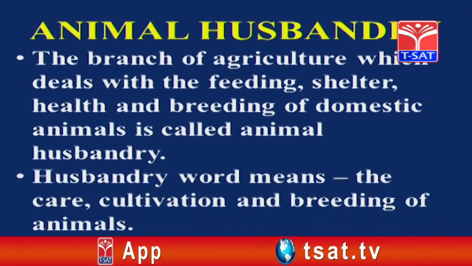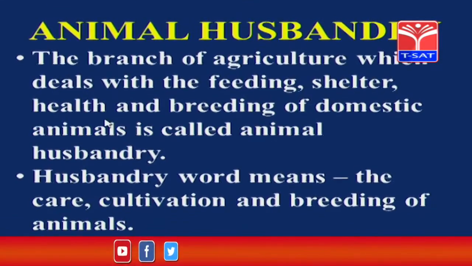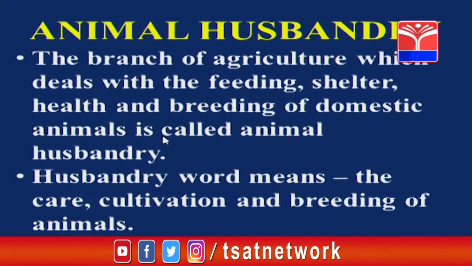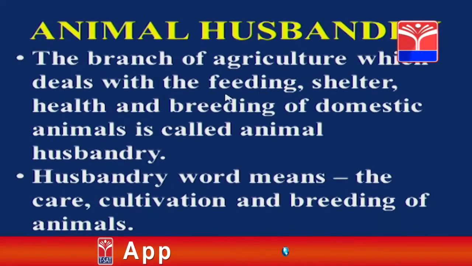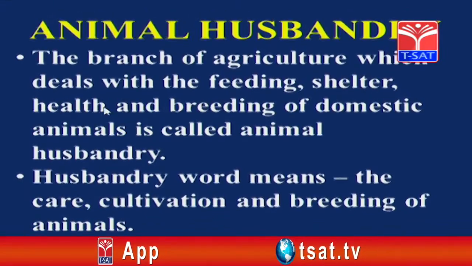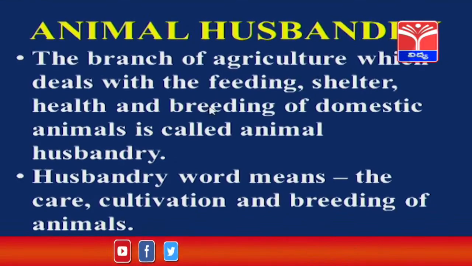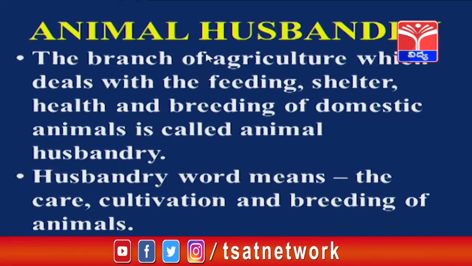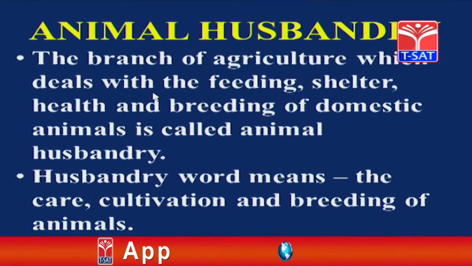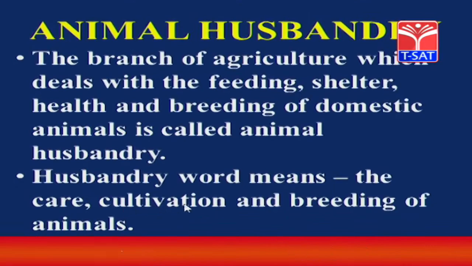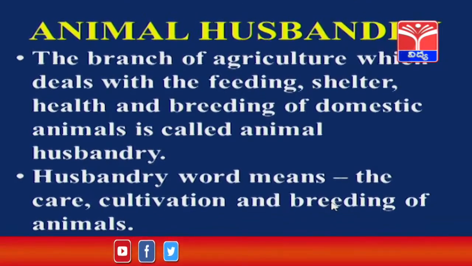The branch of agriculture which deals with the feeding and shelter, health and breeding of domestic animals is called animal husbandry. That means the animals which we are growing should be provided food and shelter, we have to look after their health, and they have to undergo the process of reproduction, that is breeding. If all these things are done, then that branch of agriculture is called animal husbandry. The meaning of the word husbandry is the care, cultivation and breeding of animals.